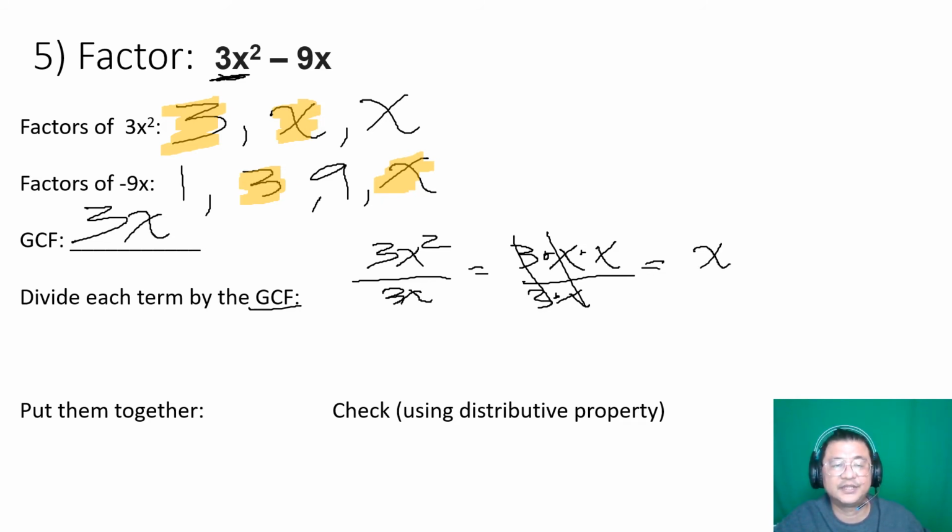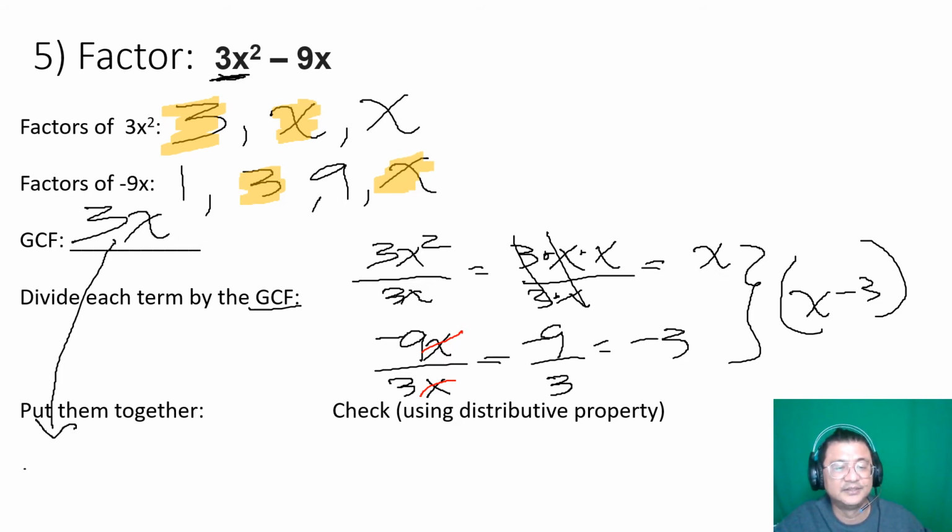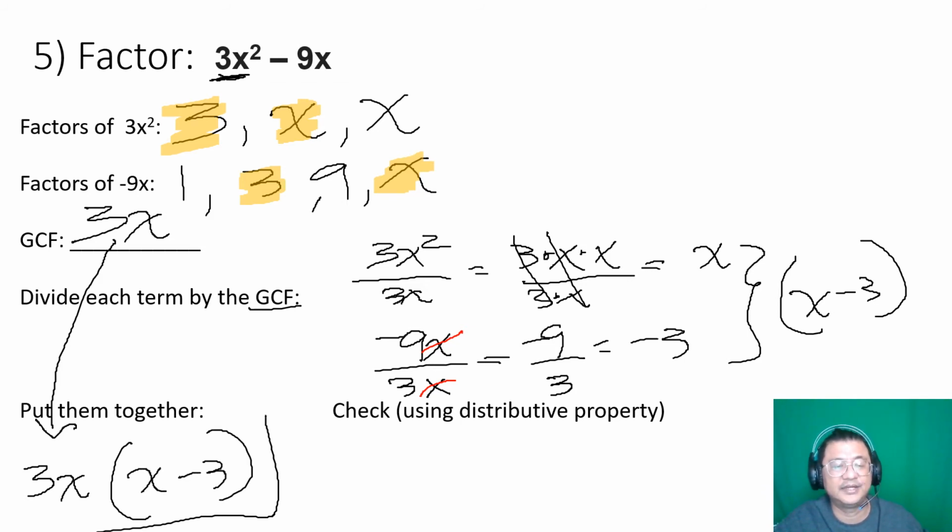All right. For the second one, negative 9x divided by 3x. The x cancels out. Okay, so the remaining number is negative 9 over 3, which is negative 3. These two together will be x minus 3. That's going to be the one in the parentheses. So let's put them together. 3x is outside. 3x times what? x minus 3. Are you sure that's right? So this is our answer.